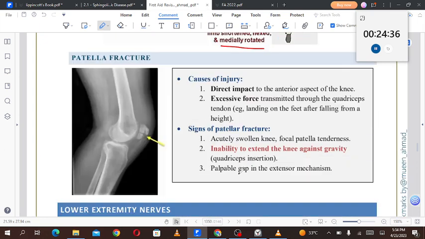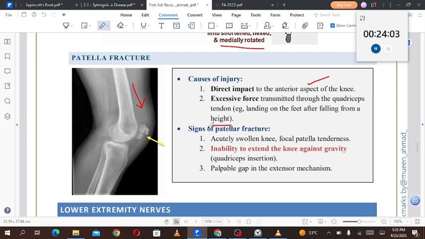What is a patellar fracture? The cause of injury is direct impact to the anterior aspect of the knee, or excessive force transmitted through the quadriceps femoris tendon, for example landing on the feet after falling from a height. When a person lands on the feet after falling from a height, the quadriceps femoris muscle will be contracted and the tendon will be pulling the patella upwards, so that can cause a patellar fracture. Or whenever there is direct impact, that can also damage the patella when the person is falling on the knee.